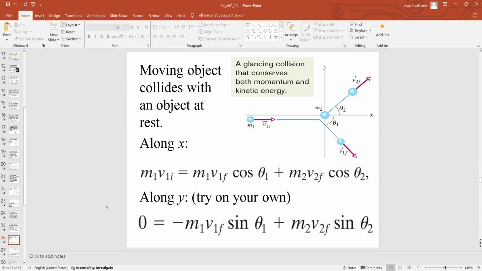So here we are, two equations for two components, x and y components. Overall momentum is conserved for both components because no matter what the collision, momentum for the system is conserved.